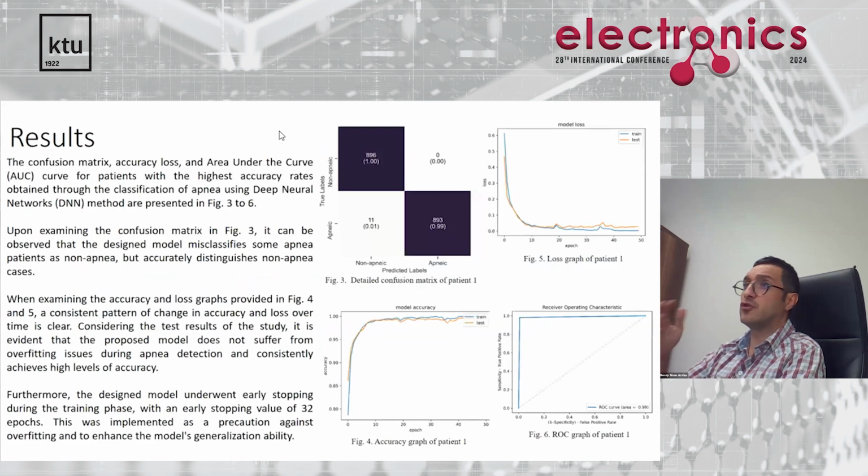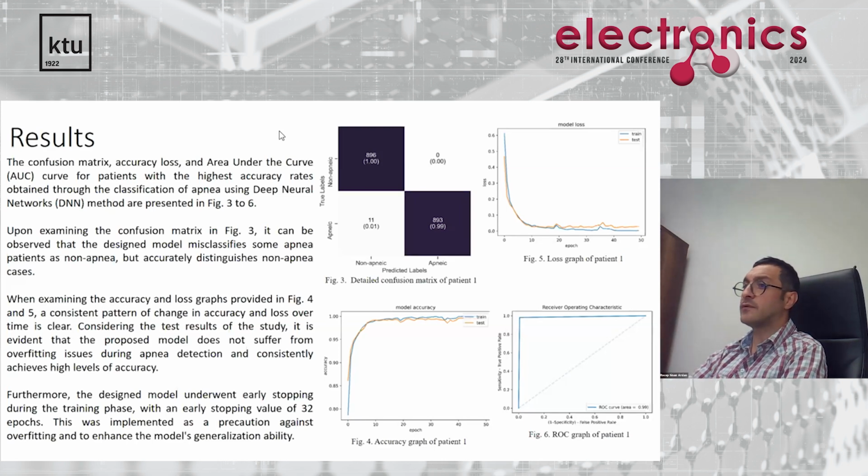The confusion matrix, accuracy, loss, and area under the curve for patients with the highest accuracy rates obtained through the classification of apnea using deep learning methods are presented in figures 3 to 6. Examining the confusion matrix in figure 3, it can be observed that the designed model misclassified some apnea patients as non-apnea, but accurately distinguishes non-apnea cases. When examining the accuracy and loss graphs provided in figures 4 and 5, a consistent pattern of change in accuracy and loss over time is clear.